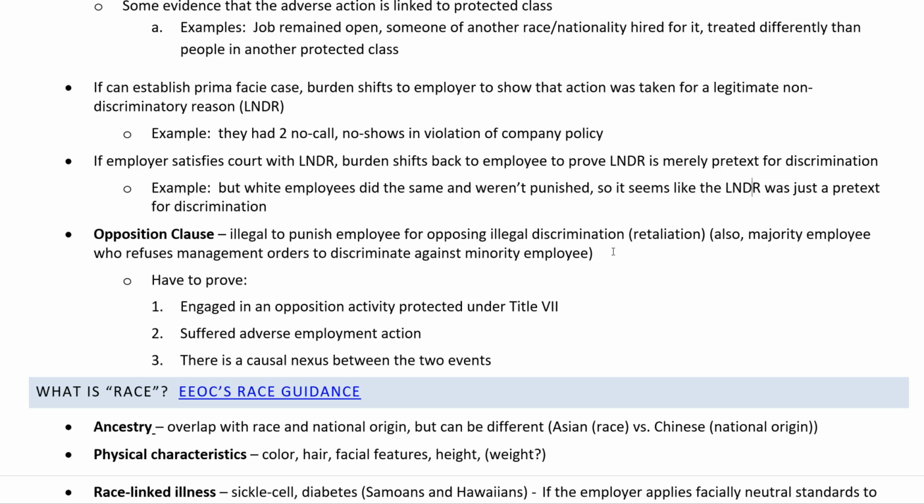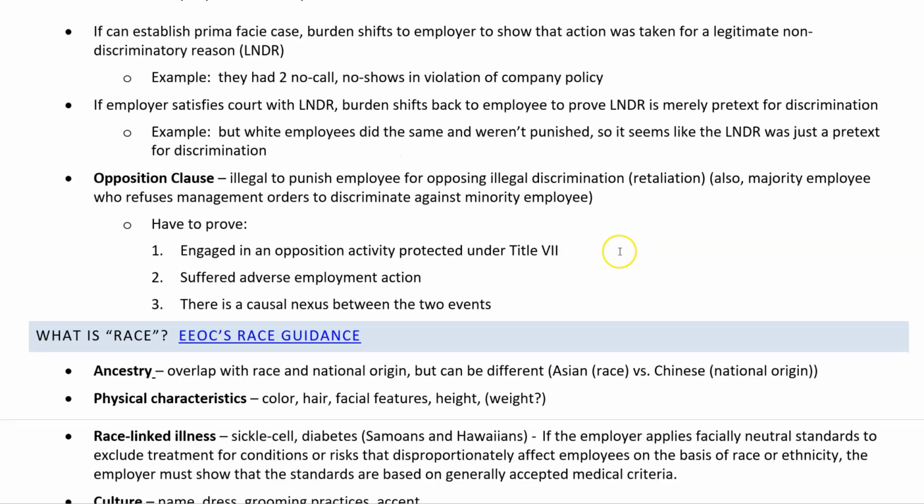In order to win in court, they would have to prove that they, number one, engaged in an opposition activity protected under Title VII. Two, that they suffered an adverse employment action. And three, that there is some causal nexus between those two events. So their adverse action they suffered was related to their opposition activity, their refusal to follow orders and actually discriminate against people. Okay.